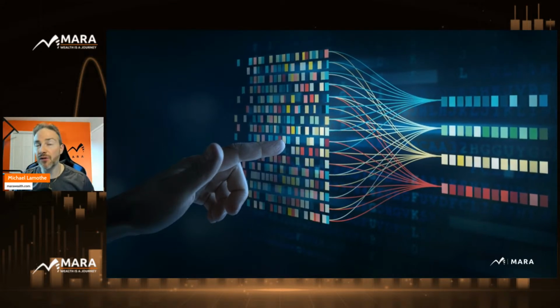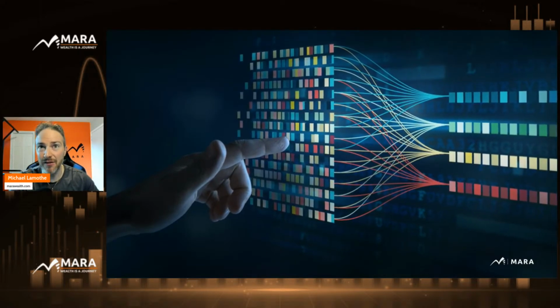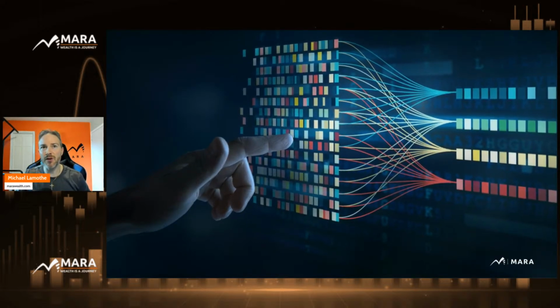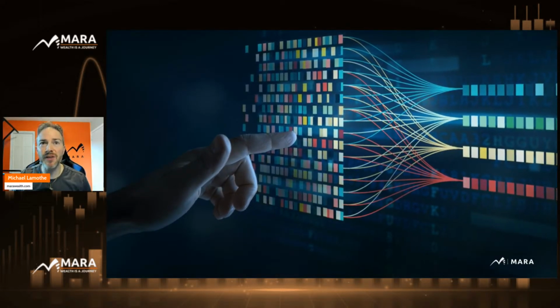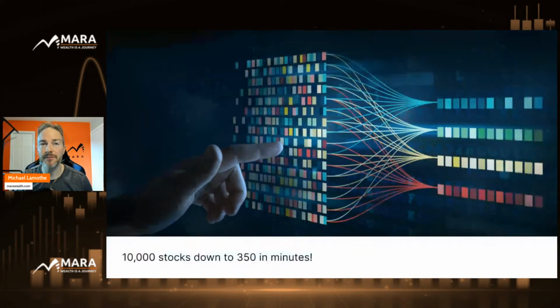So, first off, like I said before, there's 10,000 stocks in the stock market, over 10,000. Knowing which ones to focus on can be extremely overwhelming. Filters can help us narrow down the playing field substantially. The filters I run narrow the market down into the top 3.5% of stocks that I want to focus on, and it does it in minutes.